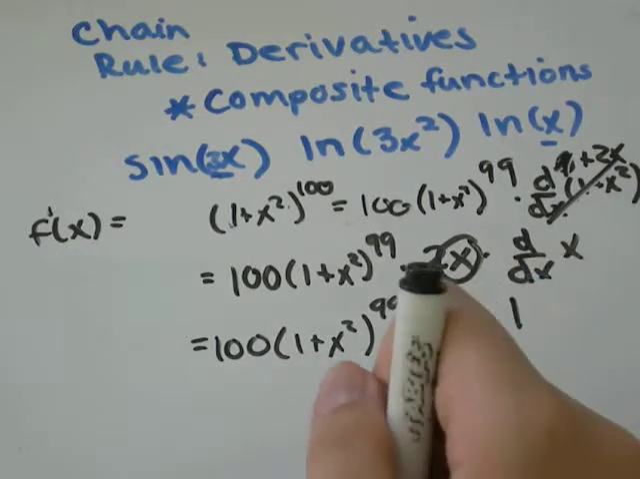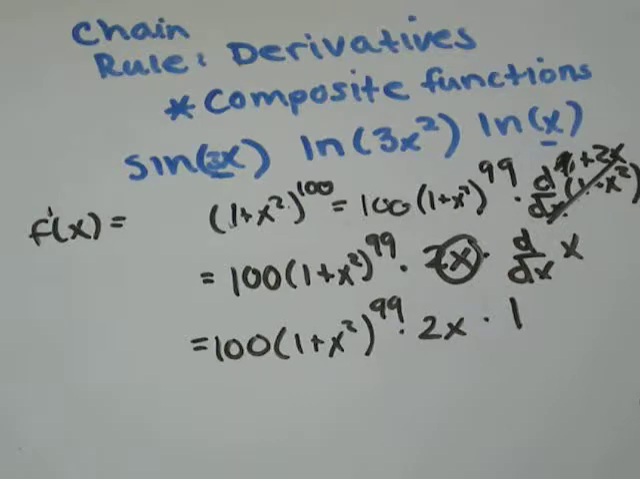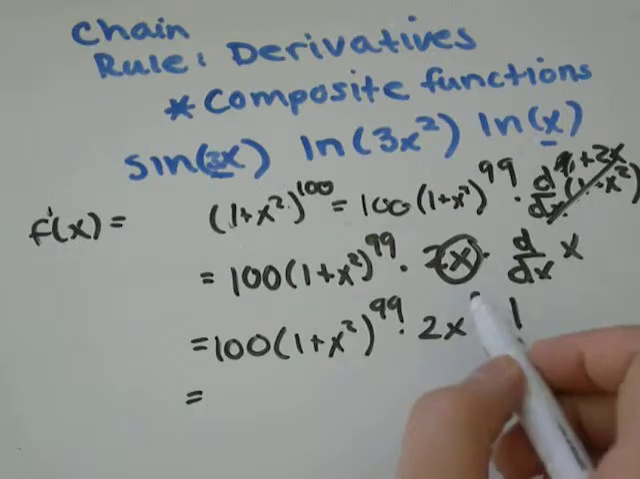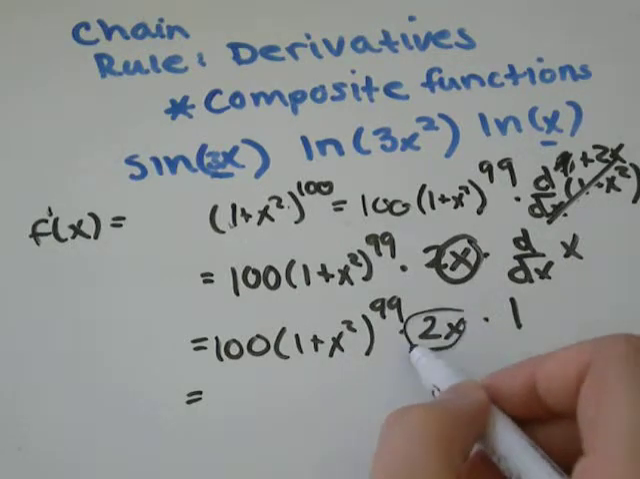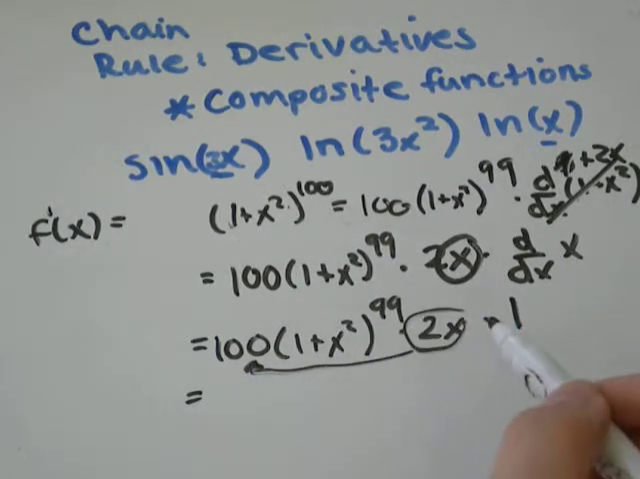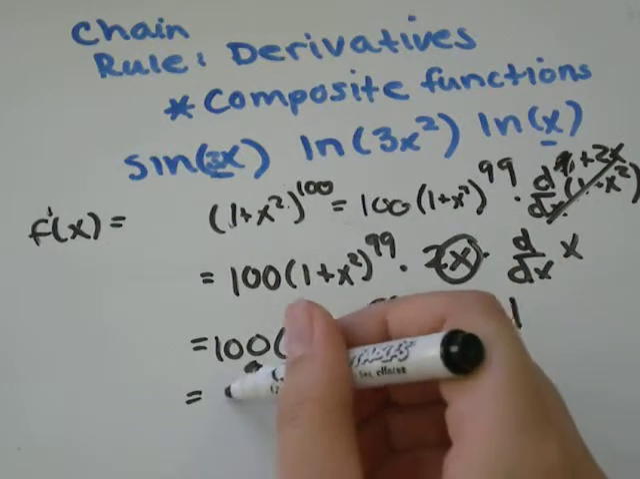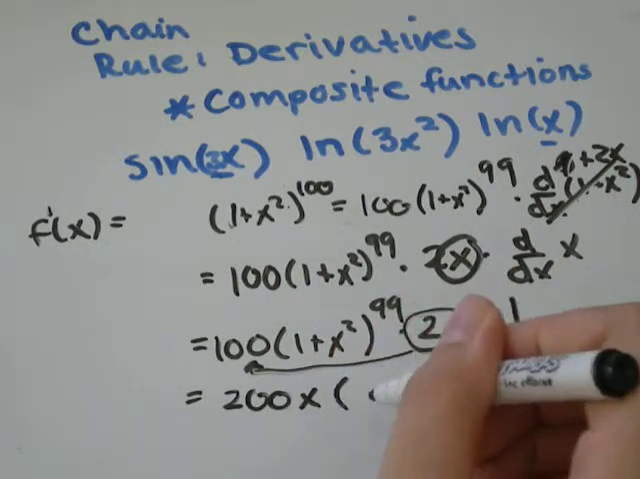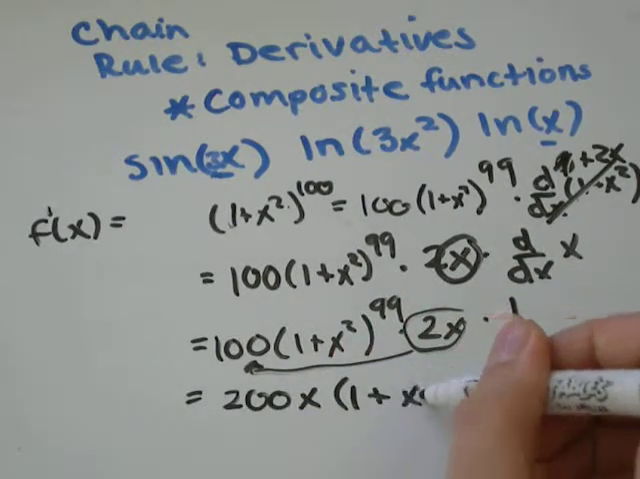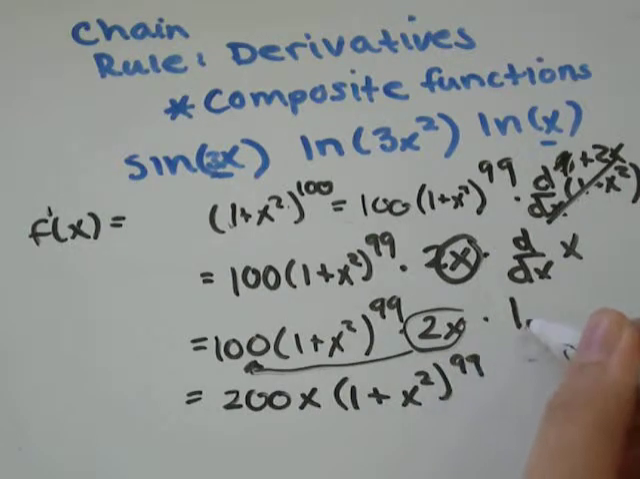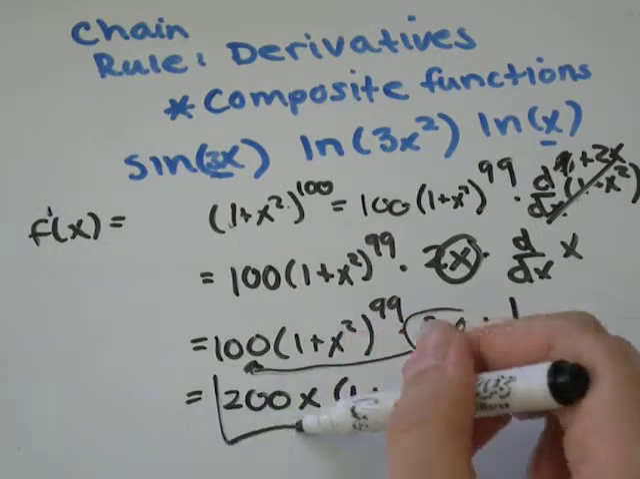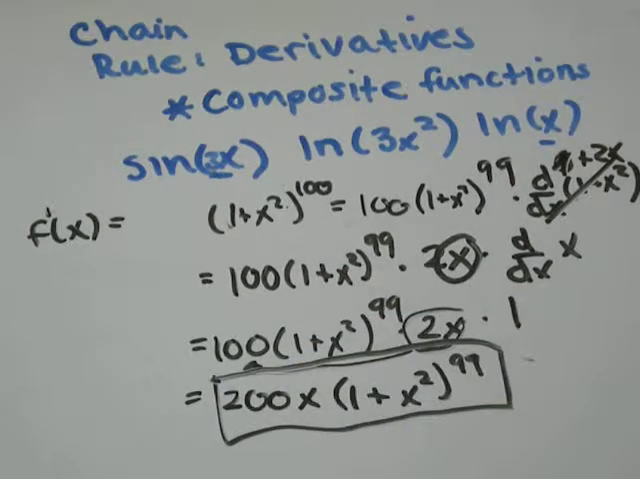So now we've taken the derivative so many times that we're not left with the last number. It doesn't have an x in it. We've got rid of all the x's. So now all we do is simplify what we have. I'm just going to take the 2x and combine it with the 100. 2x times 100 would be 200x. And then we have 1 plus x squared to the 99 times 1 doesn't change anything, so we'll just leave our answer like that.